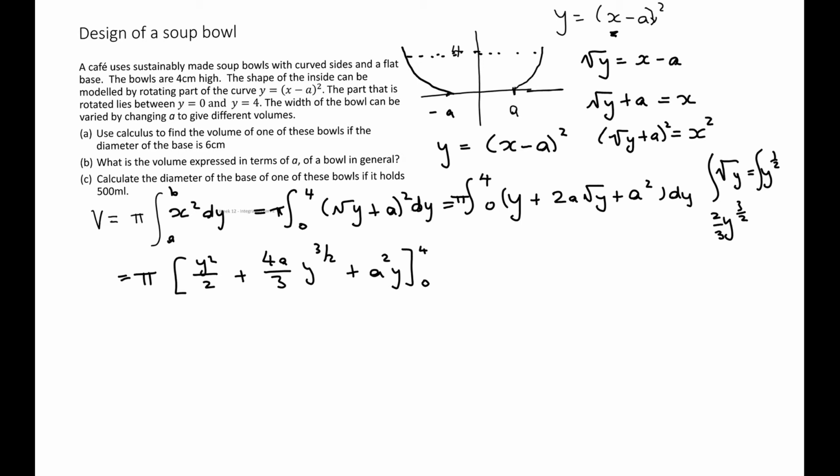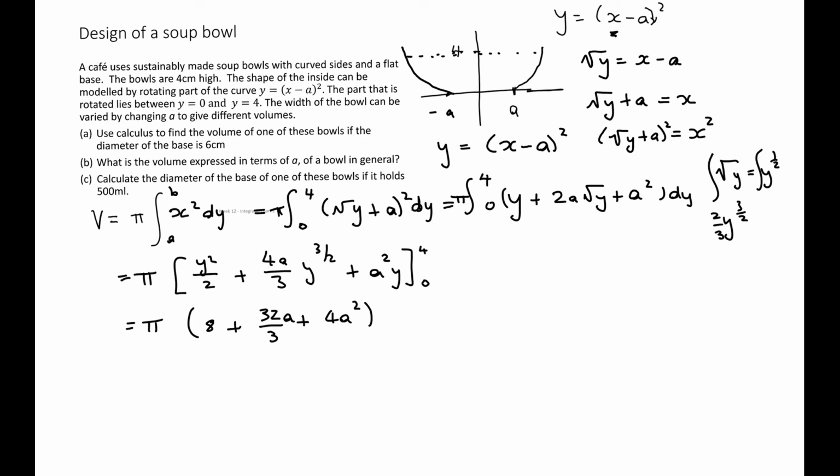Okay, I think we can tidy that up. Let's leave the pi out here, but let's put in 4. So we've got 16 over 2, that's 8. And then we're going to put in 4 instead of y to the 3 over 2. Y to the 3 over 2 is going to be 8. Then 4 times 8 would be 32 over 3 plus, now we're just going to put in y as 4, so it would be 4a squared. So that's a general function for our volume.